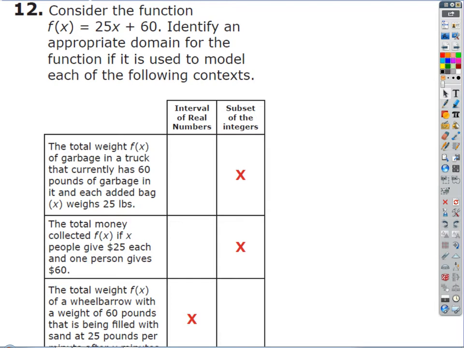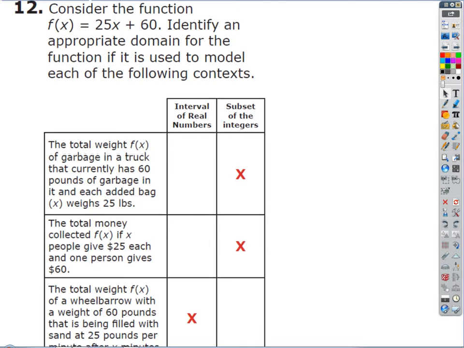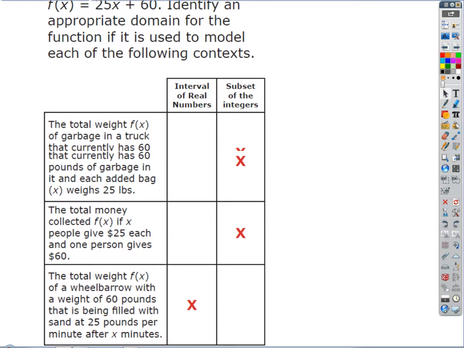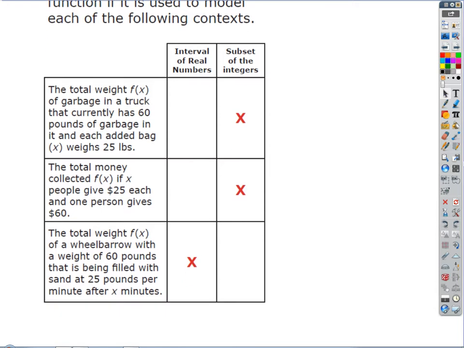Consider the function f of x equals 25x plus 60. Identify an appropriate domain for the following situations. Well, this is just one where it's either going to be a discrete set or it's going to be continuous, right? In this case, a garbage truck has 60 pounds of garbage and each added bag weighs 25 pounds. So it's going in increments of 25, right? So then what's the domain going to be?